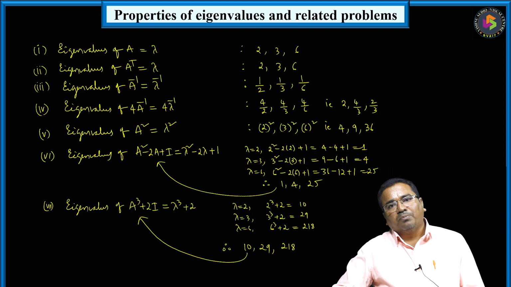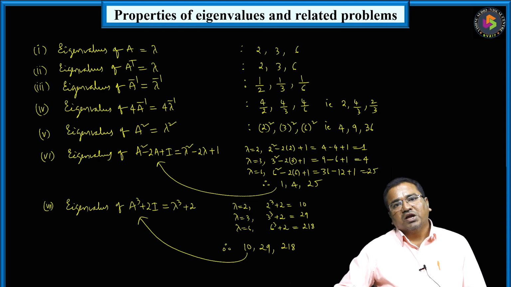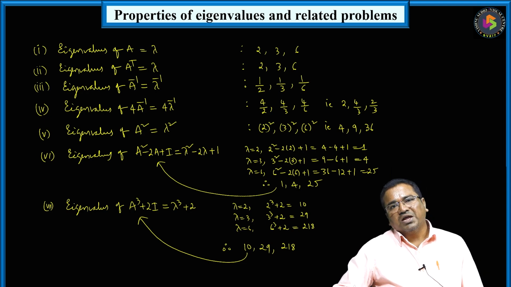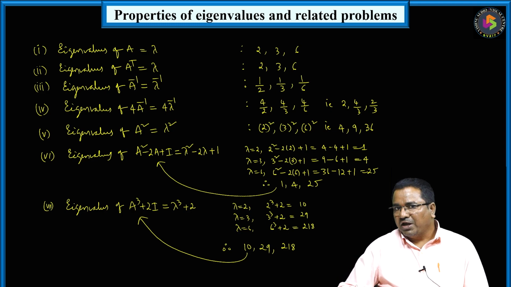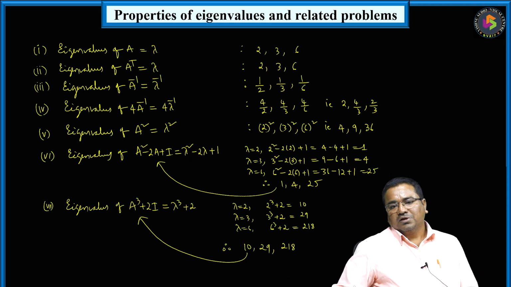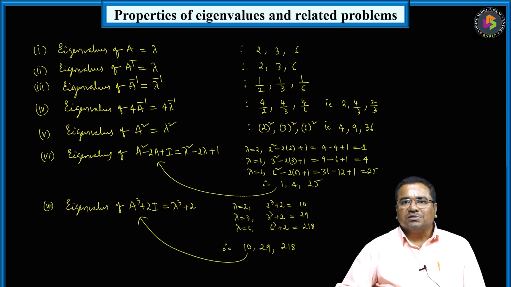So all these we obtain by using the properties of eigenvalues. Once we know the eigenvalues of A, by using the properties we can find the eigenvalues of A square, eigenvalues of A inverse, and eigenvalues of the multiplication of a matrix. All these, whatever the matrices are, are connected with the properties. So I hope you understand this lecture.